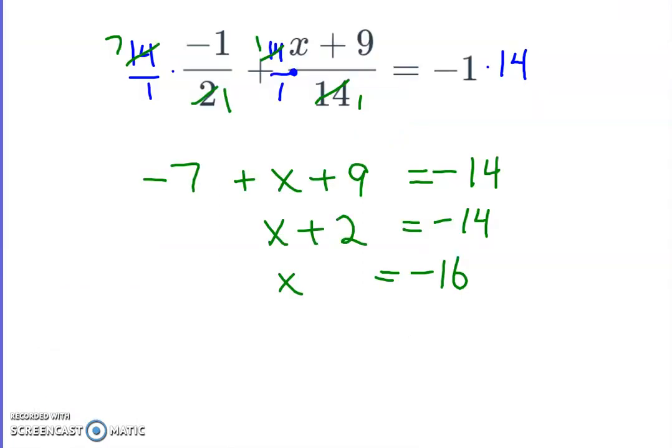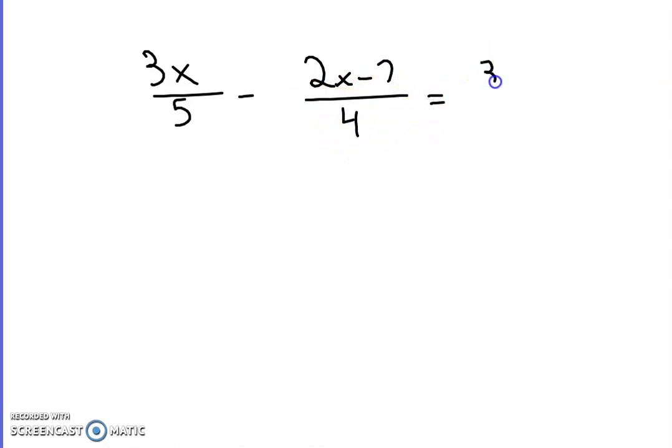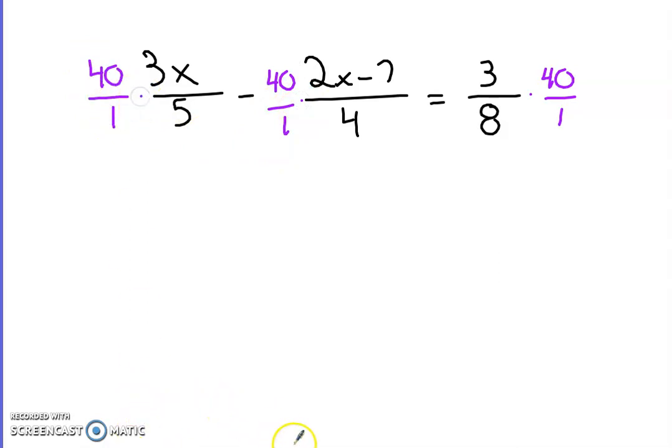So again, back to these problems here. It doesn't matter what kind of denominators you've got. You could have something really sick looking. You could have 3x over 5 minus 2x minus 7 over 4 equals 3 over 8. And you'd have to look and say, well, what number do 5, 4, and 8 all go into? That's going to be 40. So you'll multiply everything by 40. Remember to multiply everything by 40, and then start reducing.